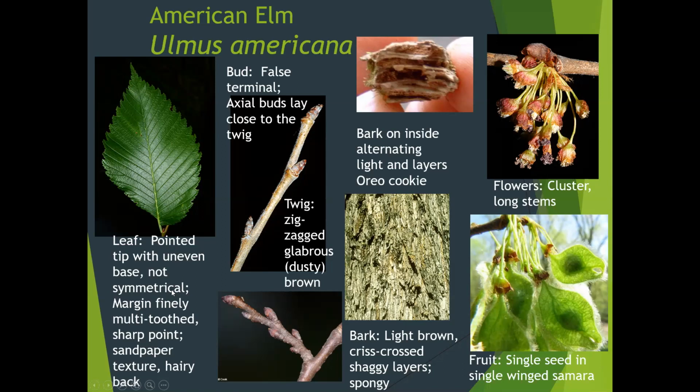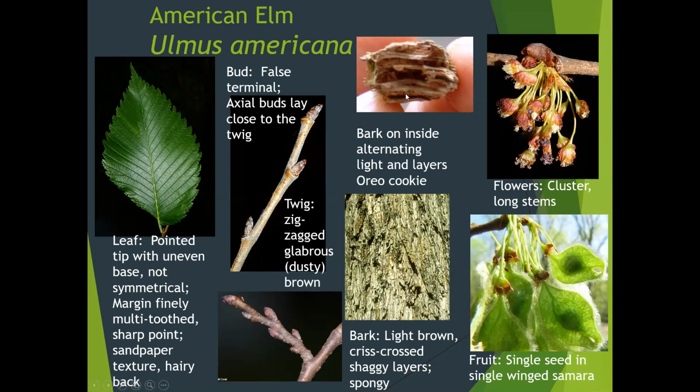The bark is really distinct. It has this sort of shaggy bark. When you push on it, it's spongy, and it has these little ridges. It's easy to crack off a little piece if you want to really be sure that it's an elm that you're looking at, and it has these layers.